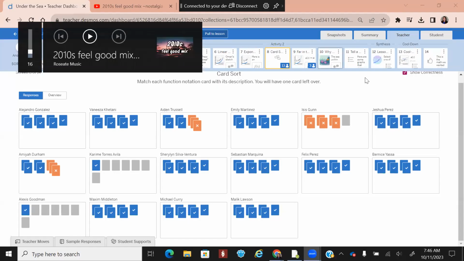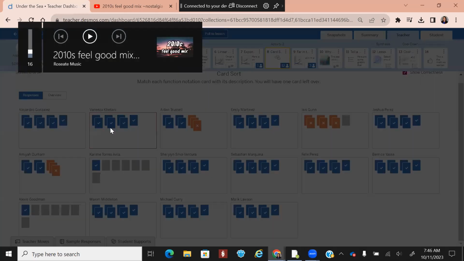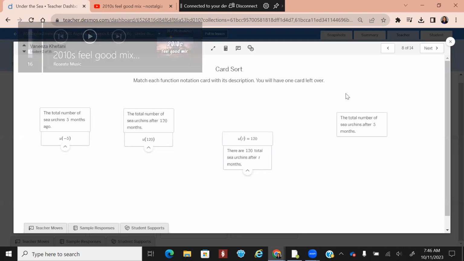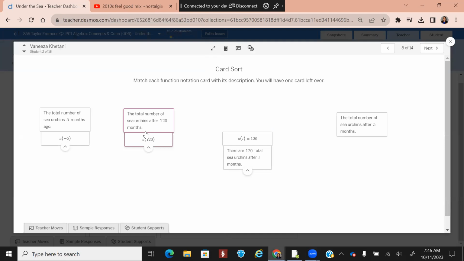Good. So checking your work, I'm going to use Vanessa as my example. She said that this u of t equals 120. That means that there's 120 total sea urchins after t months. Okay. The total number of sea urchins after 120 months, that's what this represents. And the total number of sea urchins after 5 months ago. Okay. The 5 months ago, that's negative time. Technically, you really can't talk about previously in time, but in some instances you can. It's a little weird. Okay. All right, let's move on to the next slide.